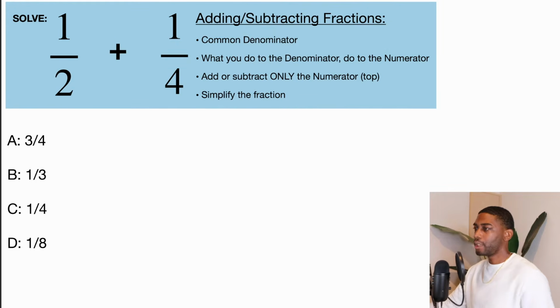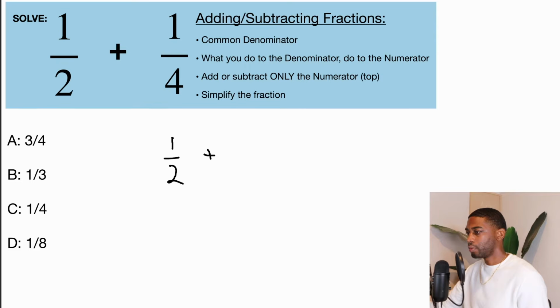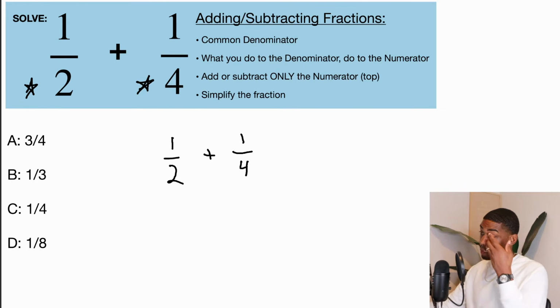All right, so we can see step 1 is that we need to find a common denominator. So let's go ahead and write this out. 1 over 2 plus 1 over 4. When I say common denominator, start thinking the bottom number. Whenever you hear denominator, we're talking about the bottom number. Okay? So what number goes into both 2 and 4?